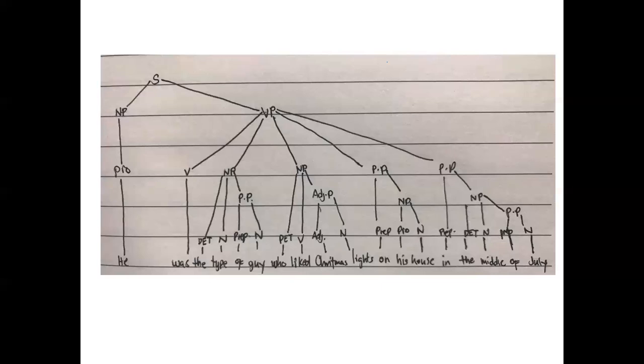And still we have in the middle of July. So prep in plus NP, the middle of July, will become a PP. So we have verb, NP, NP, PP, PP will all become under the VP, the verb phrase, and that completes the sentence structure in here.